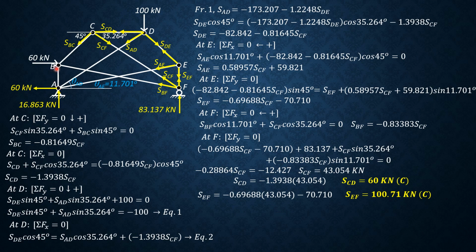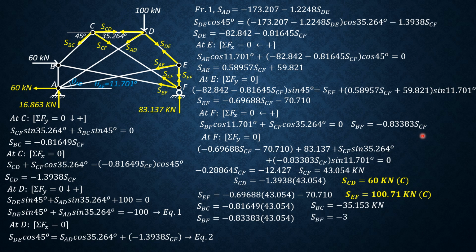Then finally, for SAB, we have to proceed to joint B first. So SBC first is negative 0.81649 of SCF, and it is negative 35.153 kilonewtons. Then we also need SBF. SBF is negative 0.83383 of 43.054, so it is equal to negative 35.900 kilonewtons. So we proceed to joint B. These are the forces involved. Summation forces Y to solve for SAB.